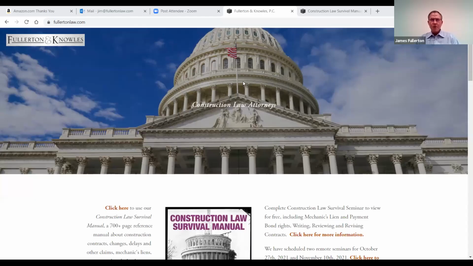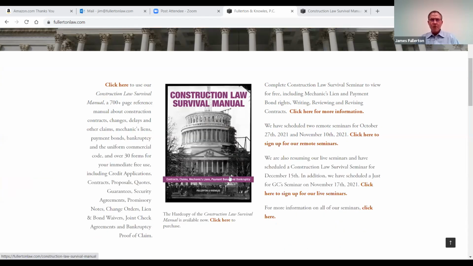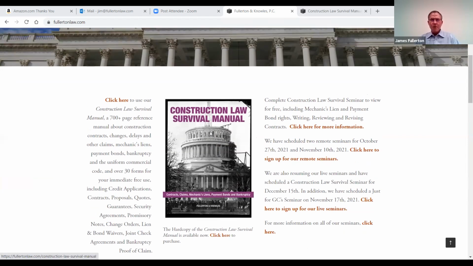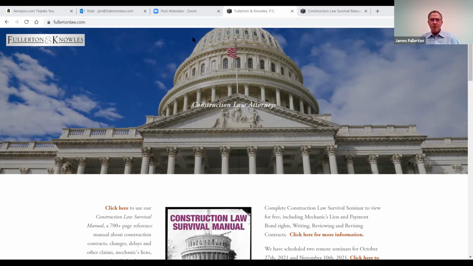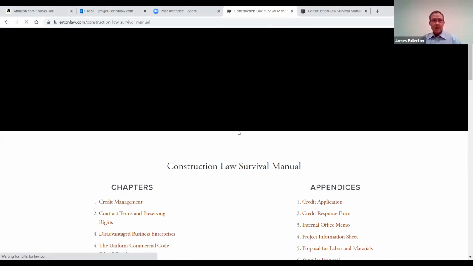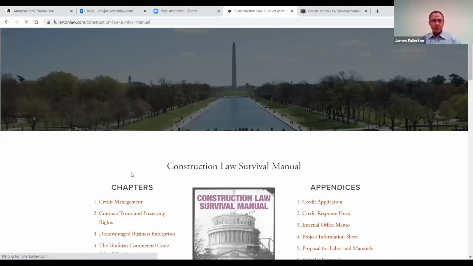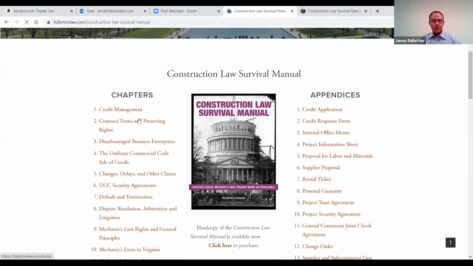So if you go to fullertonlaw.com, this is the website. Here is a link to get to the Construction Law Survival Manual. You could do that by pushing on a picture of the book, or you can always get it on a banner that's usually across the top. If you go to the Construction Law Survival Manual, you will see there's a number of chapters, other subjects that we've had seminars on.